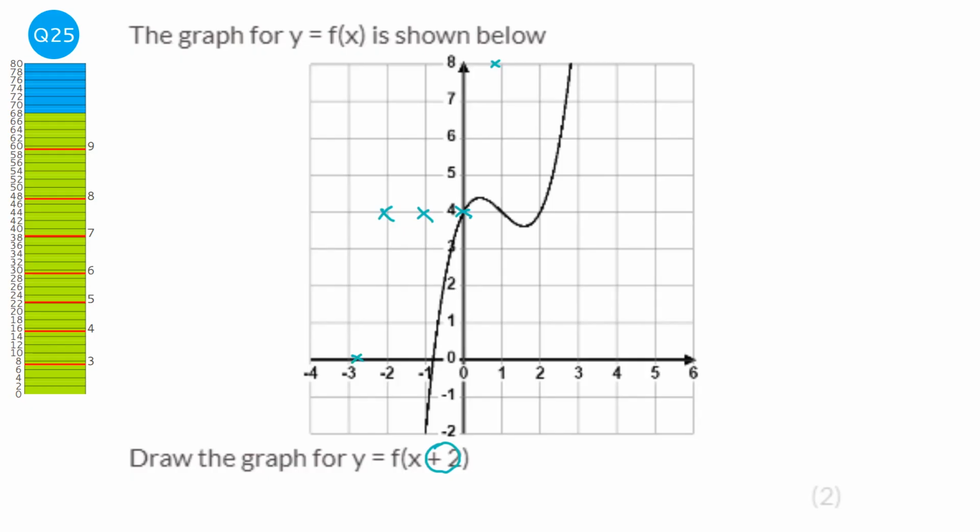So when we draw the graph, in fact we've got this one down here, when we draw the graph in, the graph will look exactly the same, but it will move to the left 2 squares.